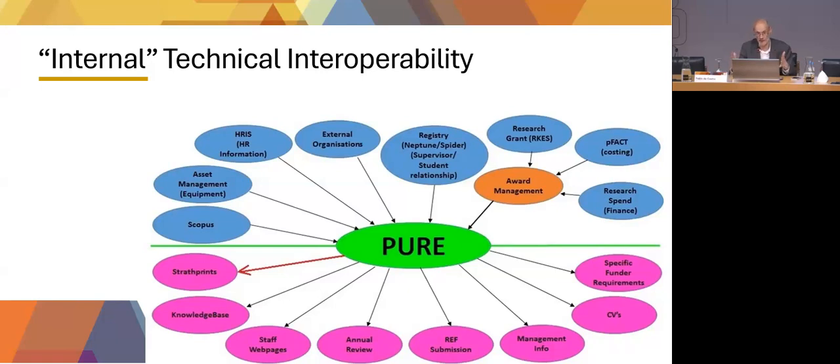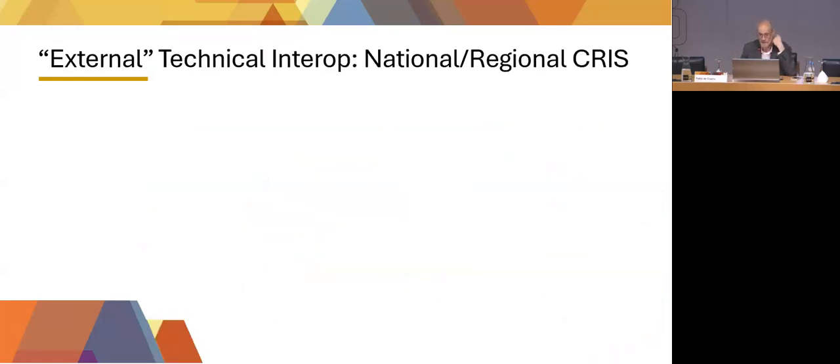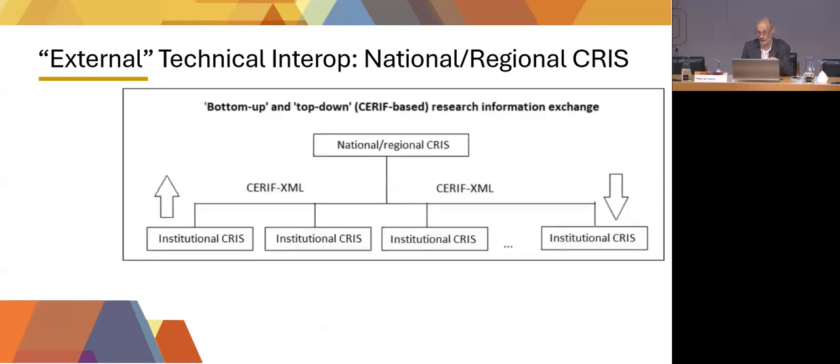The library is a little bit the gatekeeper for the information. We know when a specific bit of information can be released. That was the internal interoperability. There is also an external technical interoperability, which typically works for national and regional CRIS. And this is what I described.